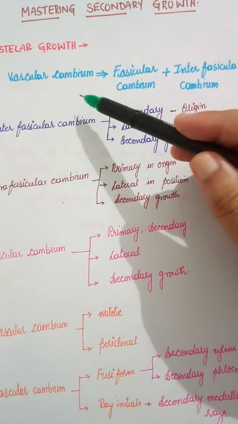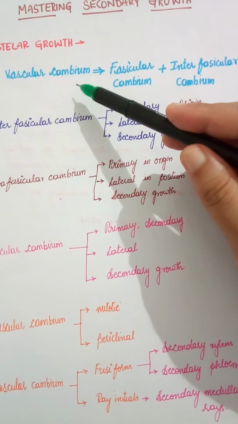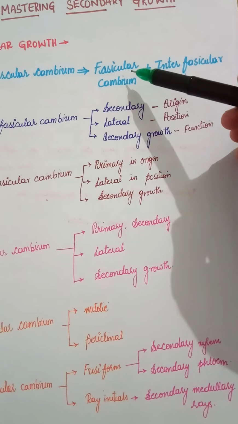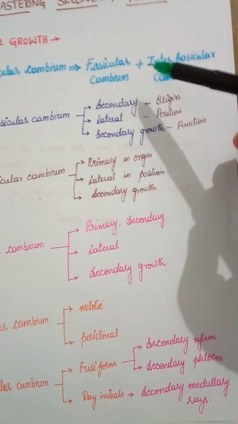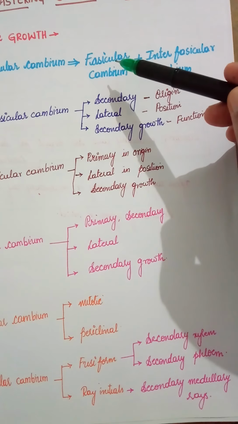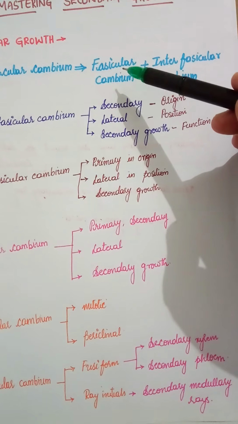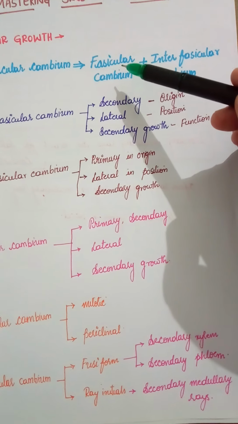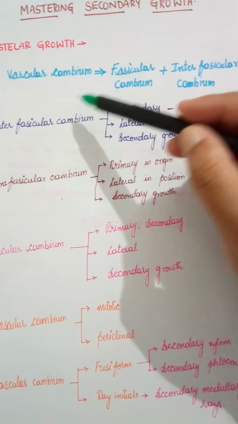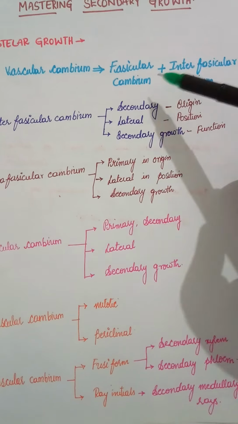Okay, so let us see the first one. It's vascular cambium. It's also called the vascular cambial ring. It is made up of what? It is made up of the fascicular cambium and the interfascicular cambium. See, fascicular cambium is nothing but the intrafascicular cambium only. We'll also be calling it the fascicular cambium. So the vascular cambial ring will be formed by these two tissues.